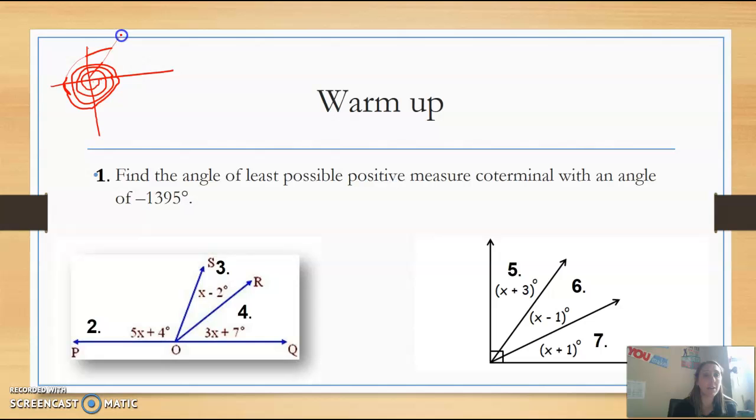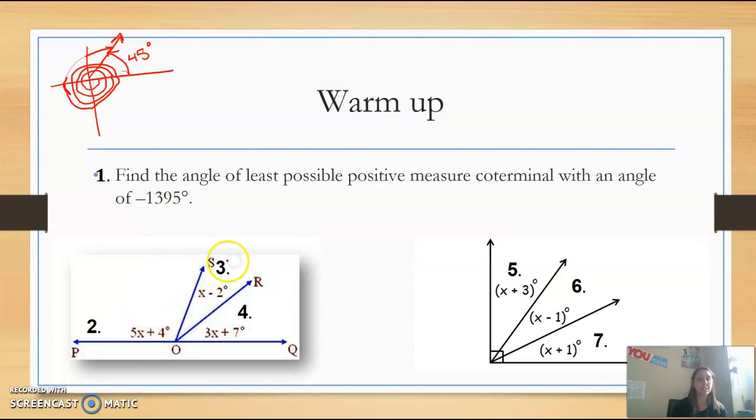So I'm going to draw my ray. I've got to remember that my angle needs an arrow there. So if that was 45 degrees, then if I start here and go positive until I get there, I'm only going to go up 45 degrees more. So a 45 degree angle is the least possible positive measure that is coterminal with angle negative 1350.